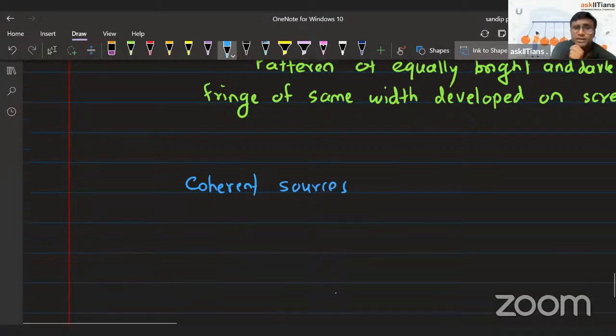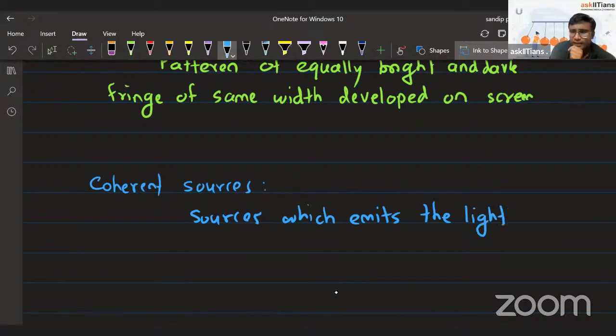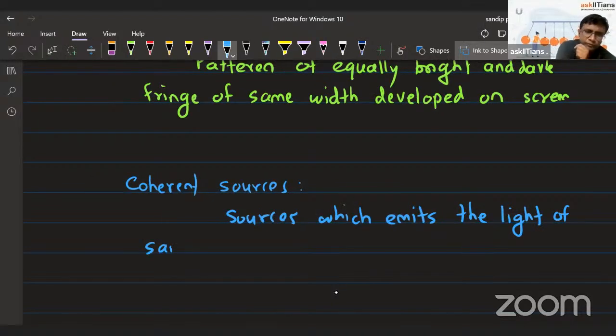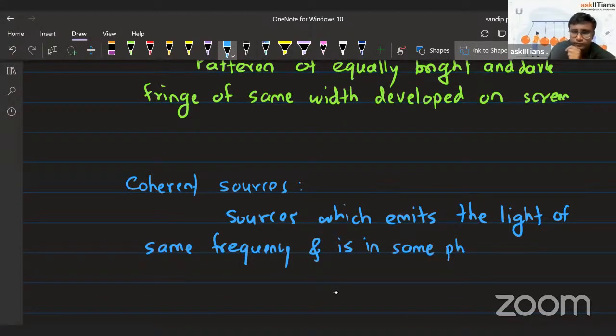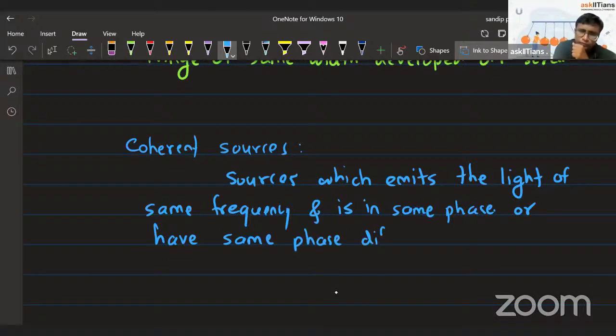Then another one is the coherent sources. So what are coherent sources? These are the sources which emit light of the same frequency and in the same phase, or have the same phase difference.